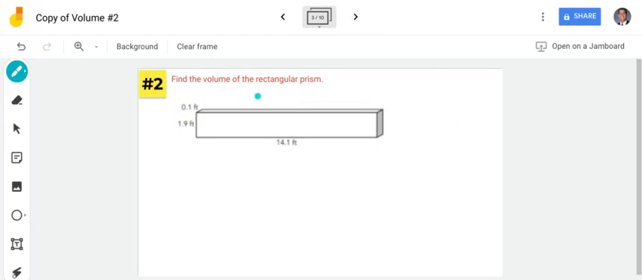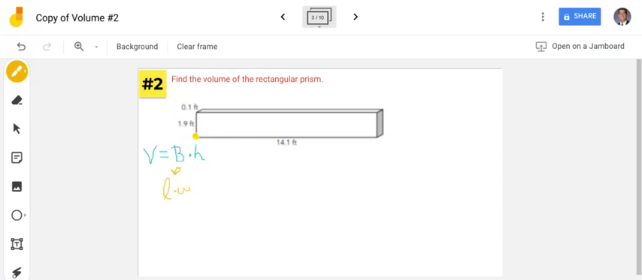Number 2, we have some decimals here. Find the volume of the rectangular prism. So let me write the volume like this time. Volume equals capital B, which means area of base, times the height. Okay, so how am I going to find the area of the base? Well, the area of the base is length times width, right? That's what area of base is. And so as you can see, L times W times H is the same thing as capital B times H.